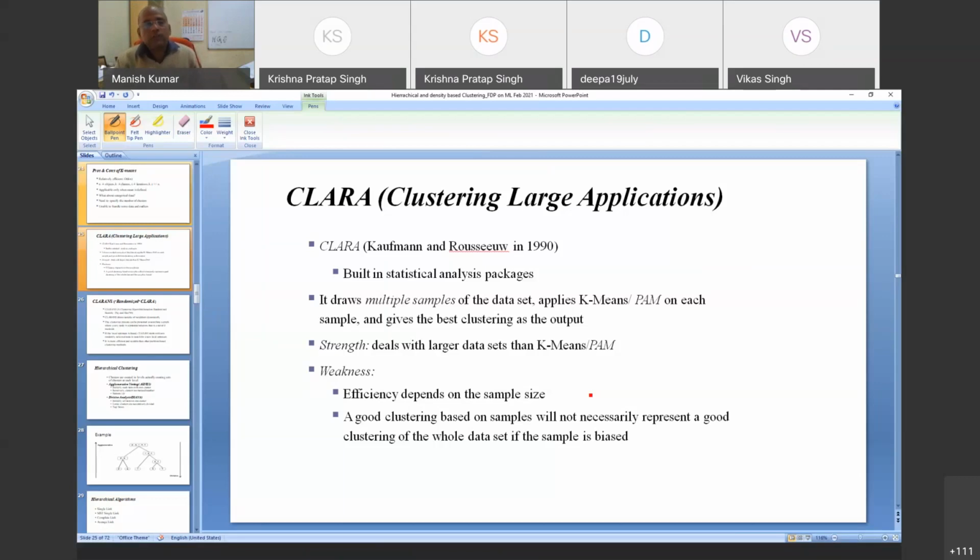The strength of this particular algorithm is that it can deal with larger data sets, whereas the weakness is that the efficiency always depends upon the sample size. Okay.